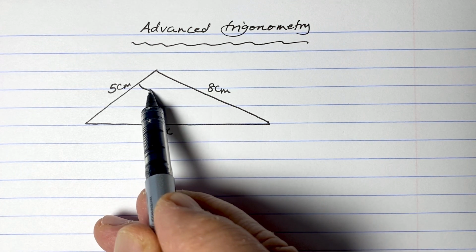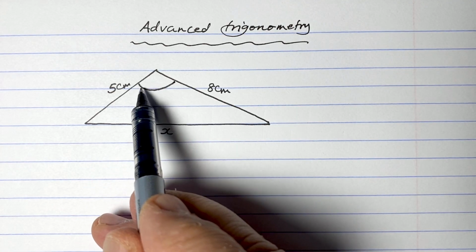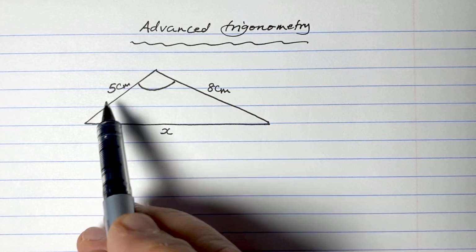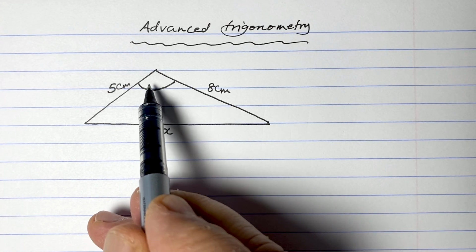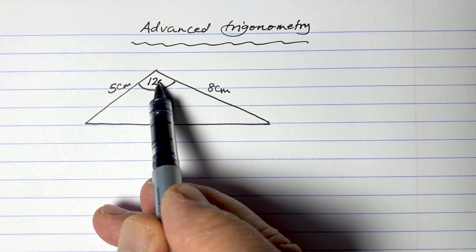So you can't find the value of x unless you know how apart these two arms or the two sides of the triangle are. So therefore, I tell you this angle is, for sake of argument, 120 degrees.